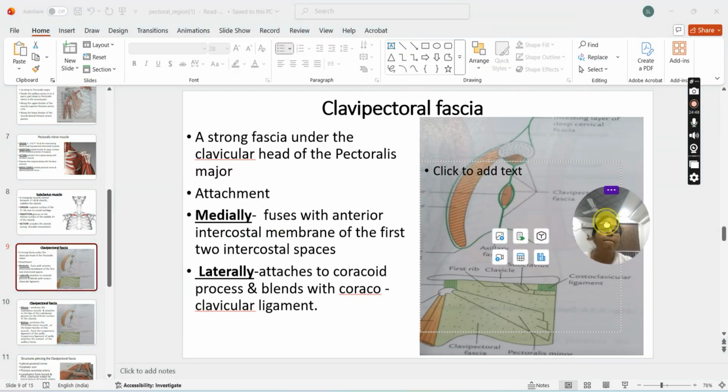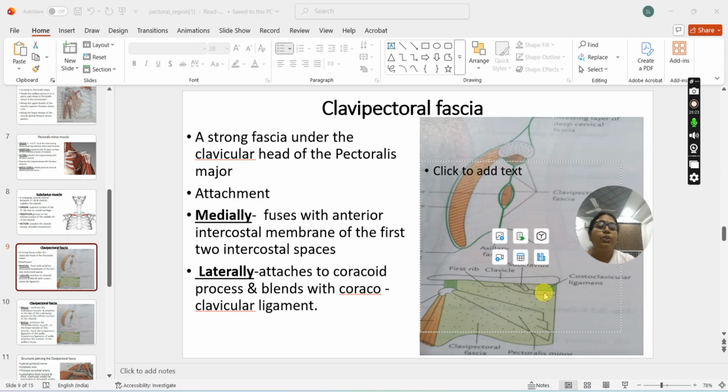Okay, what is clavipectoral fascia? Underneath the clavicular head of the pectoralis major muscle, there is a thick sheet of fascia. While doing dissection, you can see a whitish or creamy colored fascia called the clavipectoral fascia. That is pierced by three structures. We'll talk about that later. So here, what is the attachment of the clavipectoral fascia?